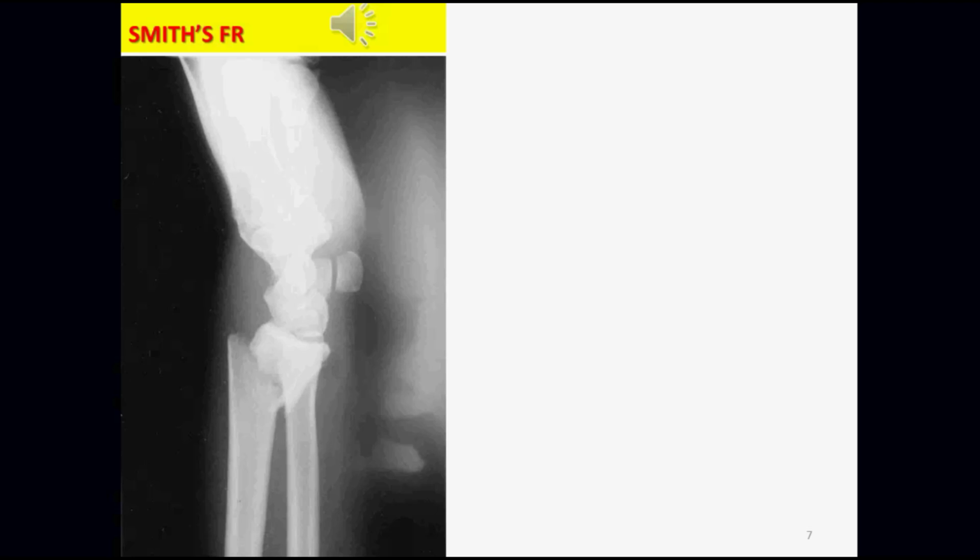Smith fracture, this is the reverse of Colles fracture. The distal fragment is displaced and tilted anteriorly. So the cause is a fall on the back of the hand. Treatment is to reduce by traction and flexion of the wrist. The forearm can be immobilized in a cast for 6 weeks. If the fracture is unstable, there is a possibility of internal fixation.